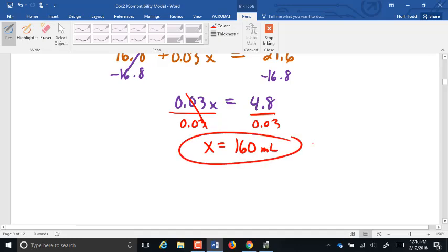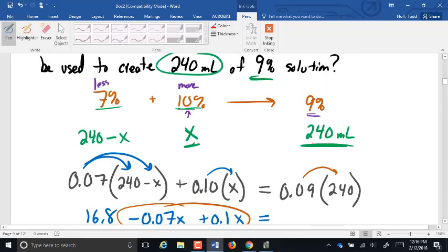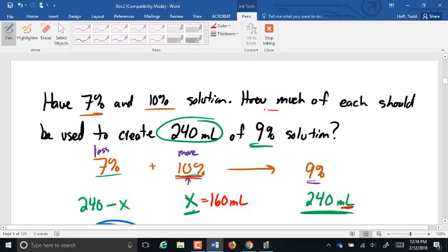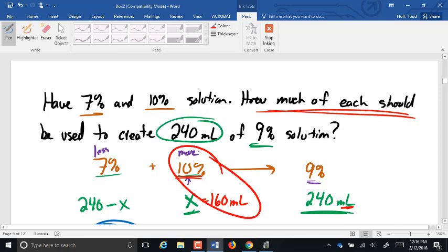Now we have to double check to make sure I know what X represents. I go up to my original problem. X represents the amount of the 10% solution. And it is milliliters because my other units were in milliliters. But I have to check to see what the question's asking. It wants to know how much of each ingredient. So the 160 represents the 10%. For the 7%, it's 240 minus X, or 240 minus 160, be 80 milliliters of the 7%.